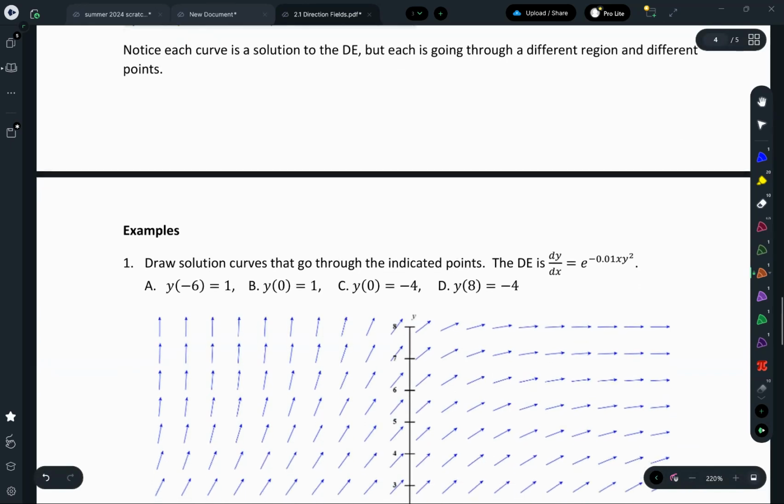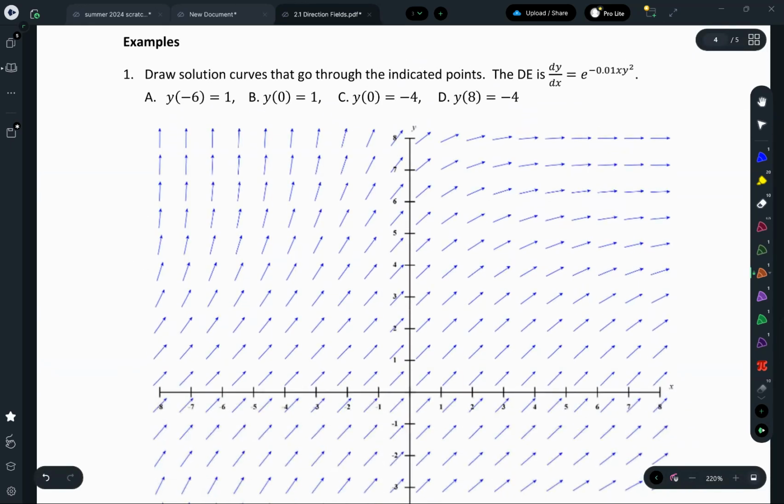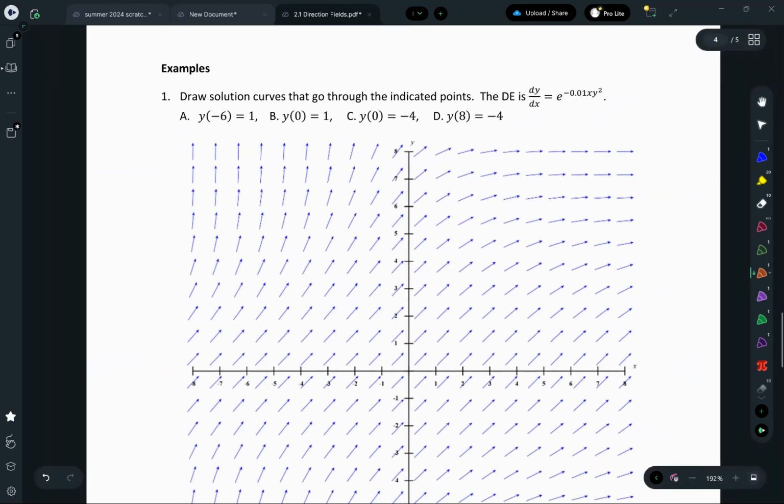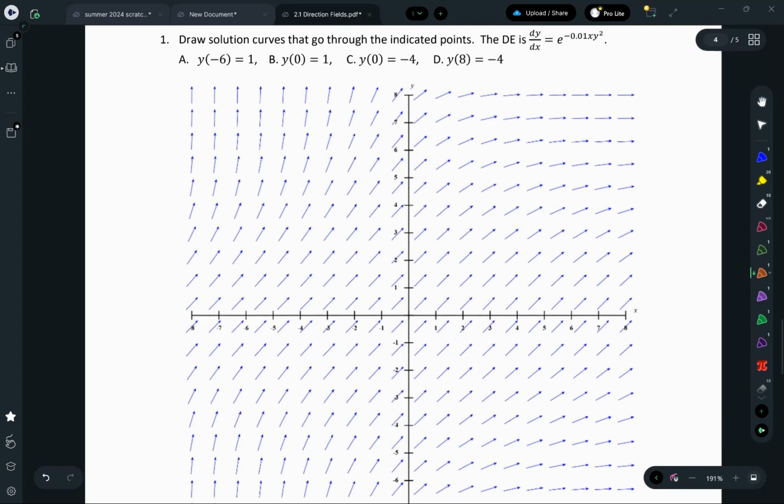All right, got some examples. With each one of these examples, I'm giving a differential equation that we can't solve and several possible initial values. Our job is to plot the initial value and then do our best to get a solution curve and its flow on the graph.